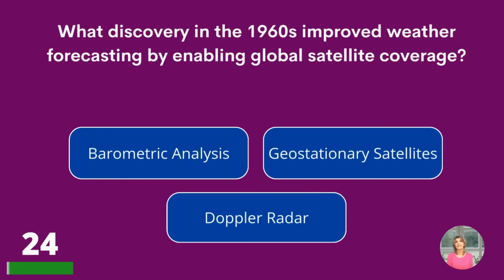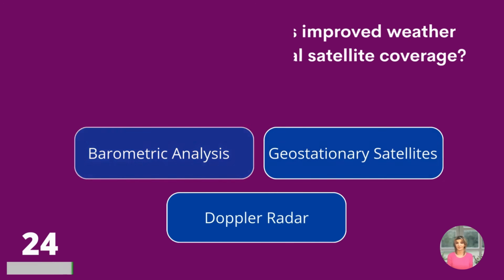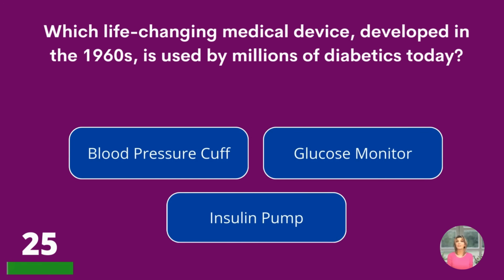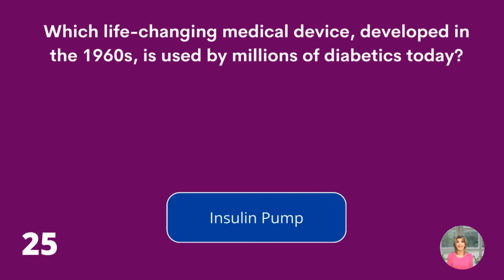What discovery in the 60s improved weather forecasting by enabling global satellite coverage? Barometric analysis, geostationary satellites, or Doppler radar? Geostationary satellites. Which life-changing medical device developed in the 1960s is used by millions of diabetics today? Blood pressure cuff, glucose monitor, or the insulin pump? The insulin pump.